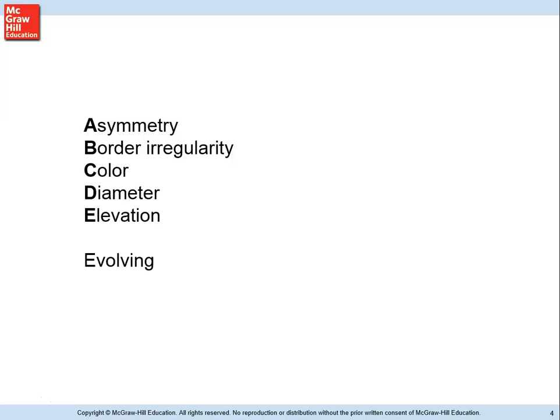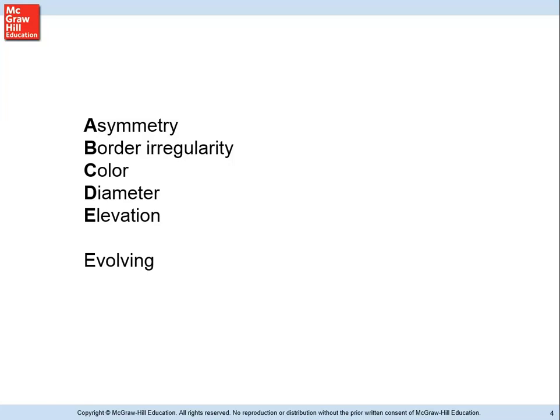Diameter. Anything bigger or rounder than the eraser on a pencil is cause for concern. And just like with color, the bigger it gets, probably the deeper it's growing, the more likely it is to metastasize. Elevation is the same idea as well. In this case, the higher it protrudes above the level of the rest of the skin, just like sort of an iceberg. You see part of it above, and part of it has gone down underneath. So the higher it goes, probably the lower it's going as well. And again, we're worried about metastasis.